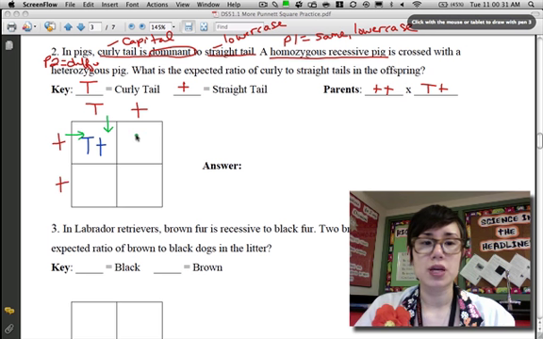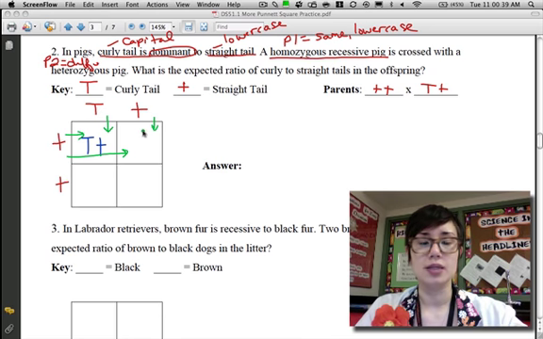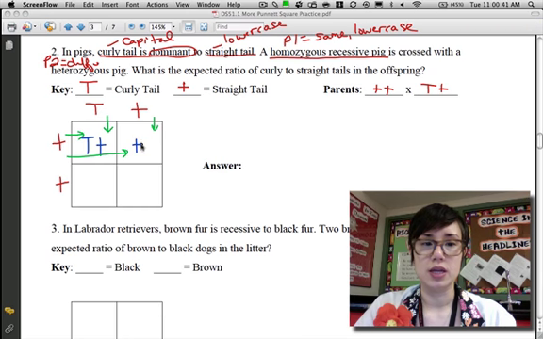For this box right here, I'm going to do the same thing. What's on the left-hand side of the box, I'm going to bring in. And what is on the top, I'm going to bring in. So in this case, it's going to be little t, little t. I'm also going to write down my phenotype so that I don't get confused. It makes it easier to answer the questions when it comes time to do that.